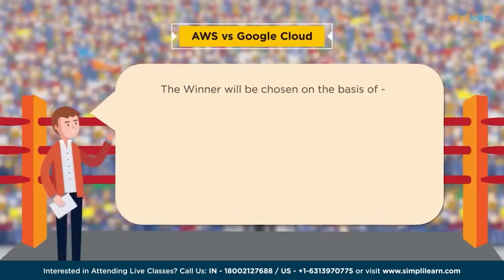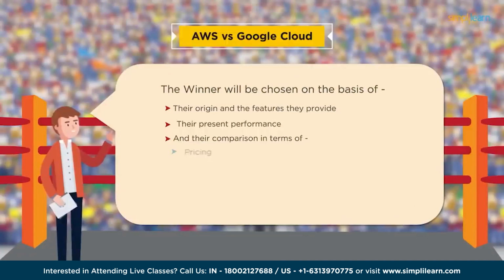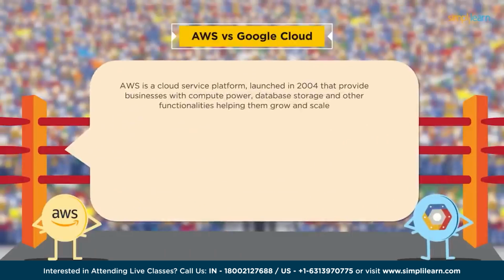The winner will be chosen on the basis of their origin and the features they provide, their performance in the present day, and comparing them on the basis of pricing, market share and options, the things they give you for free, and instance configuration. Now first let's talk about AWS. AWS was launched in 2004 and is a cloud service platform that helps businesses grow and scale by providing them services in a number of different domains. These domains include compute, database, storage, migration, networking, and so on.